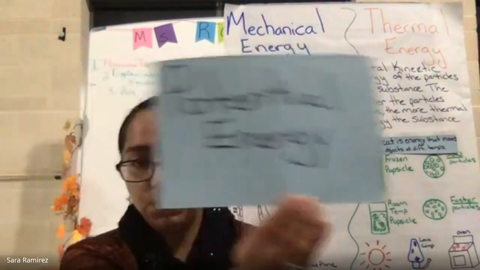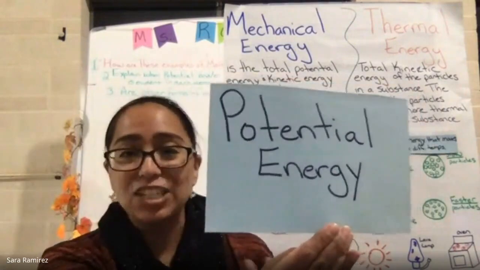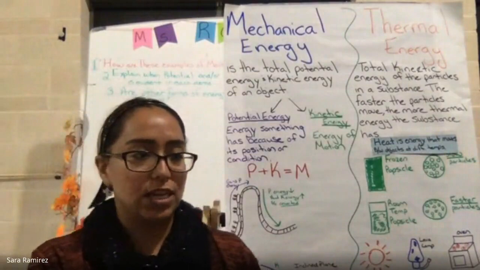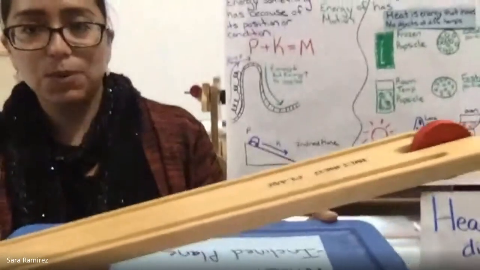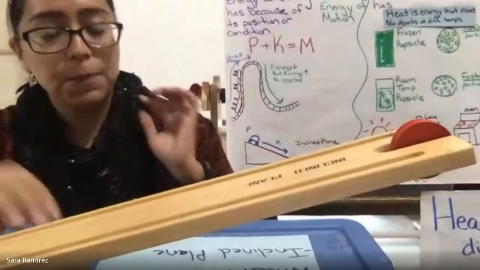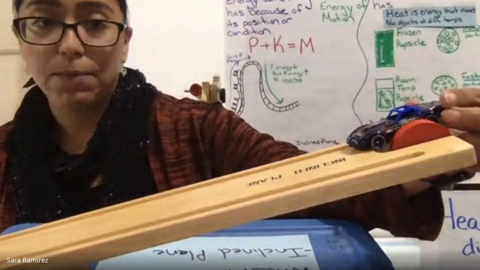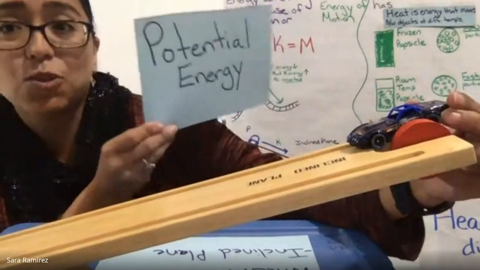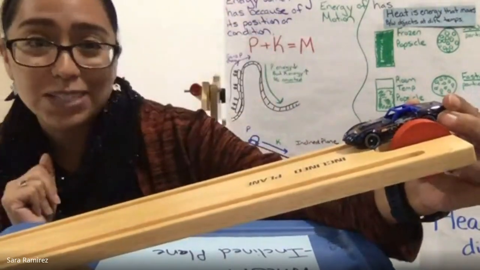So let's start with potential energy. Potential energy is just the energy an object has due to its position. Let's take a look at what I mean by potential energy. You guys are probably familiar with inclined planes. Here's an example of an inclined plane or ramp. If I have this little car and I put it at the top of my ramp, this car has potential energy. It has potential gravitational energy. So it has the potential to possibly do work.